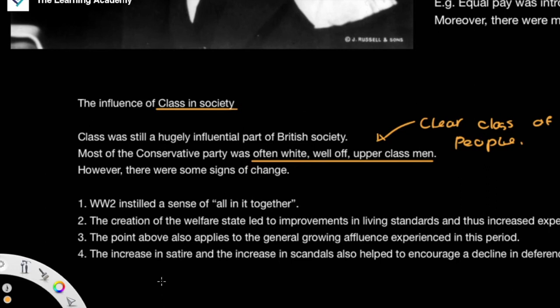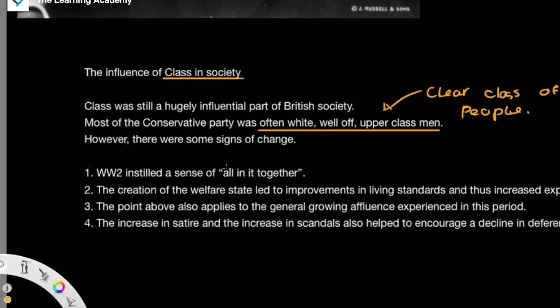And as we talked about in the video on Conservative decline, this made the Conservative Party look a little bit more out of touch. And this idea that the Conservative Party were out of touch began to develop more and more as we see the various scandals that take place that we talked about in the Conservative decline video. However, again, there were still signs of change despite the fact that we have a very highly influential class structure within Britain at this time.